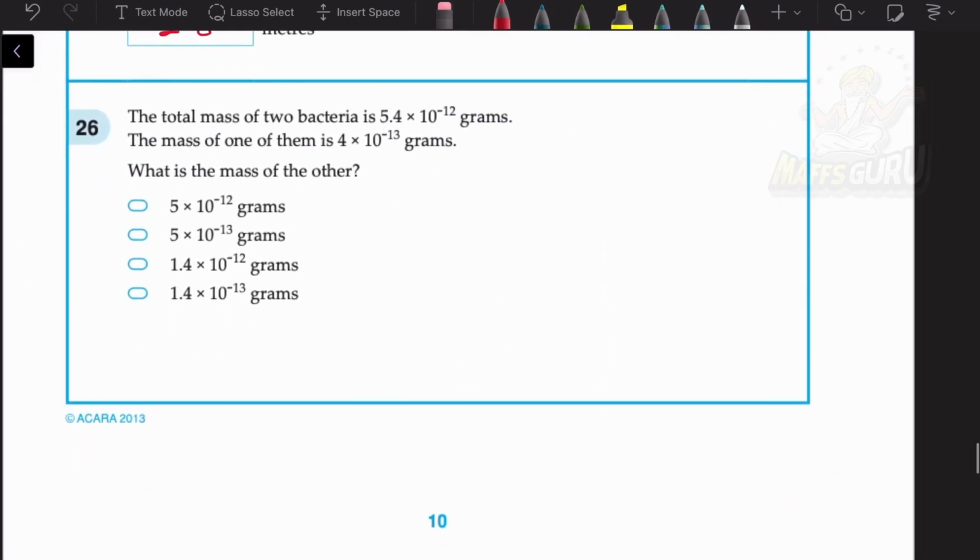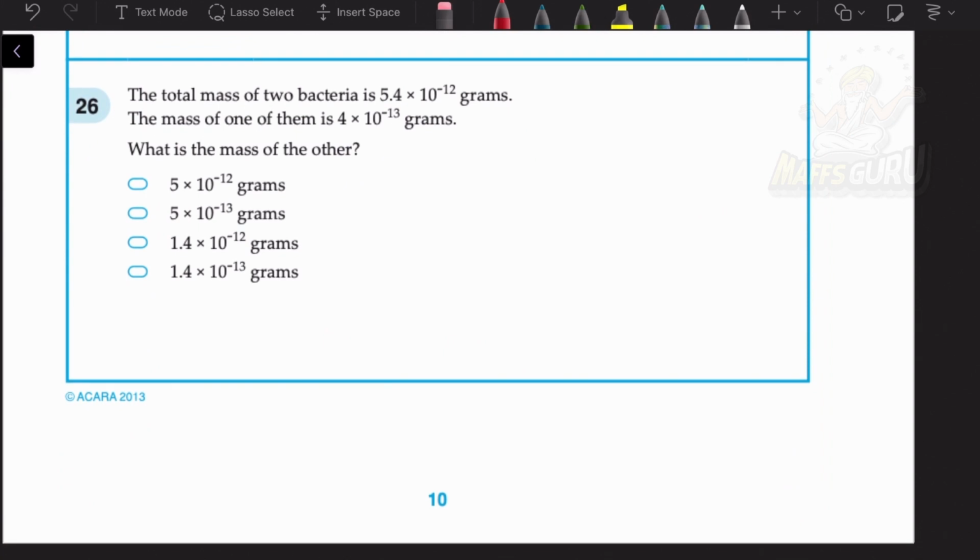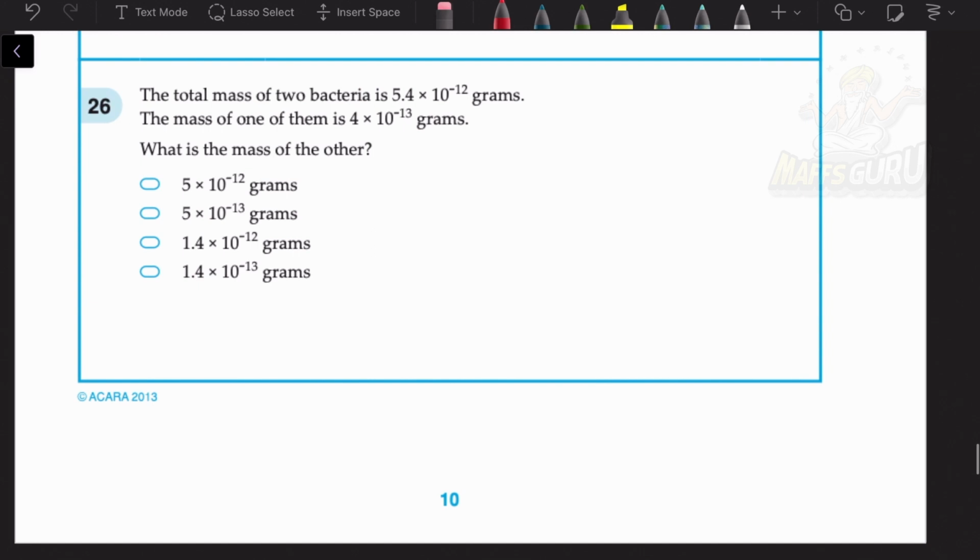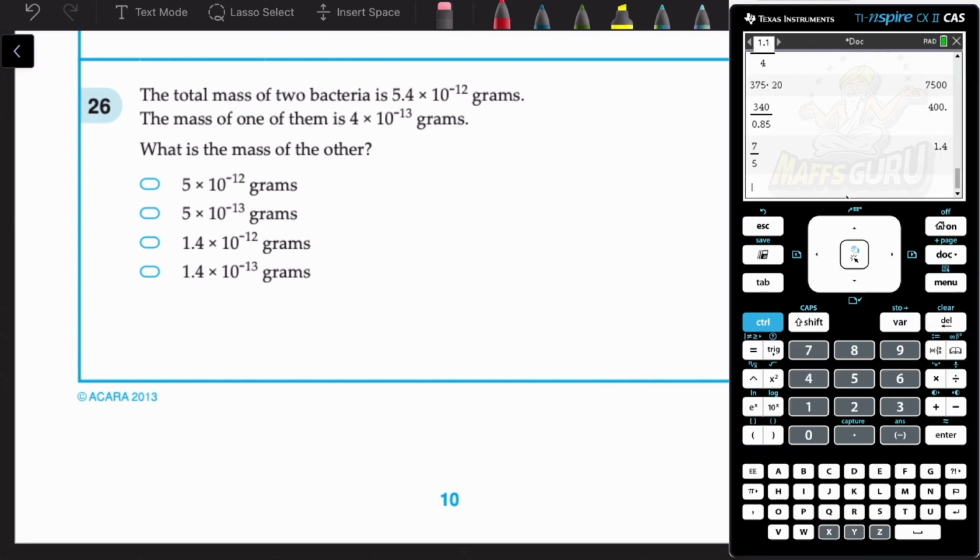Great. Question 26. The total mass of two bacteria is 5.4 times 10 to minus 12. The mass of one of them is that. What is the mass of the other? Well, this is basically where you've got to use your CAS or your calculator to take away standard form number. All right. So how are we going to do this on my calculator? Let's see whether we can do this. So basically, I've got to take these two values away.